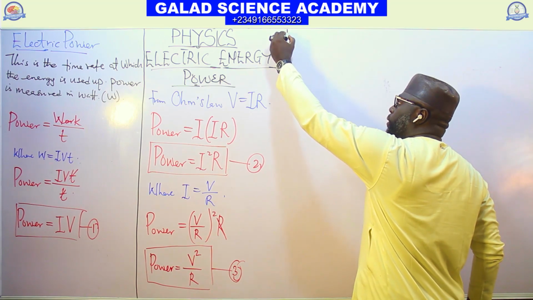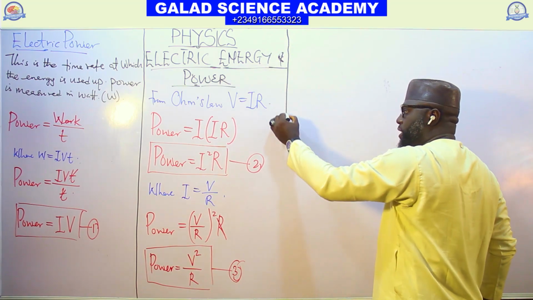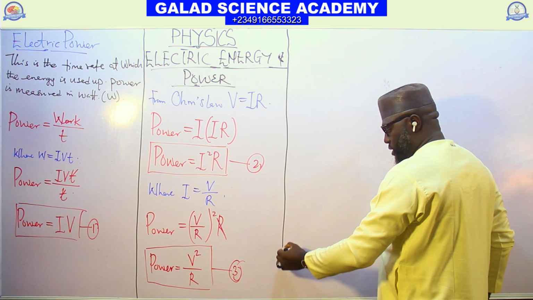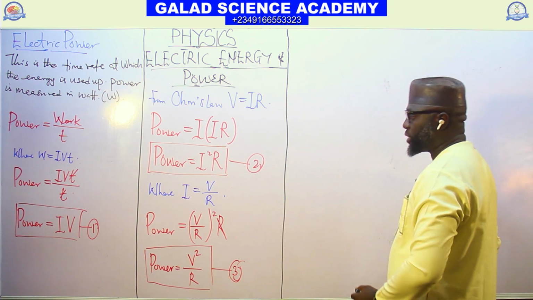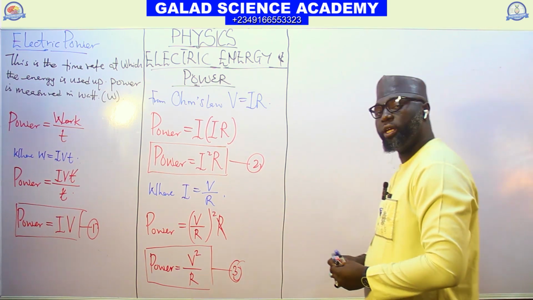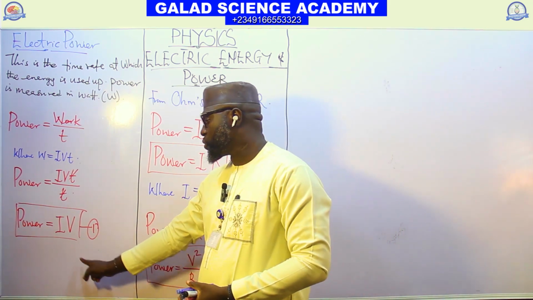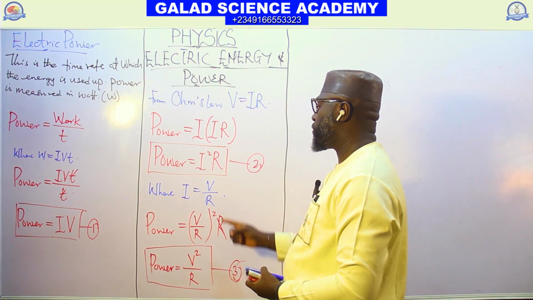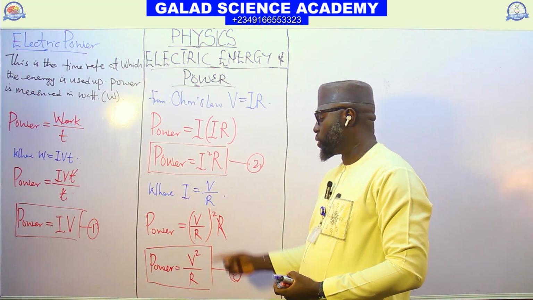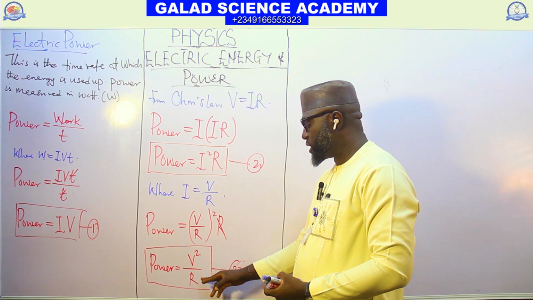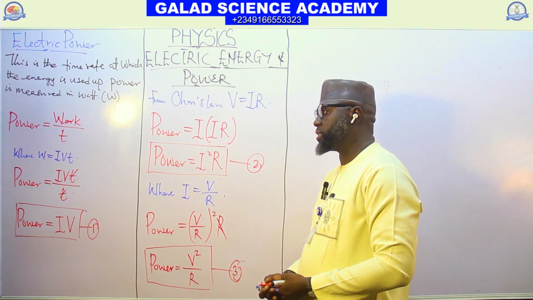So whenever you are asked to find the electric power in terms of current and potential difference, apply equation 1. In terms of current and resistor, apply equation 2. In terms of voltage and resistor, apply equation 3.